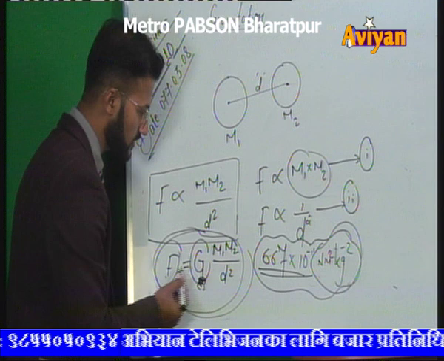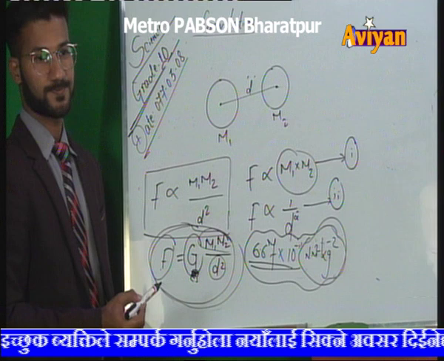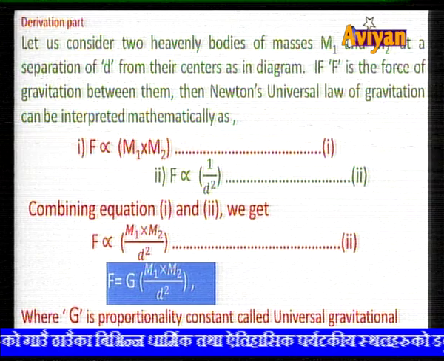One is the product of masses of bodies, and another is the distance between their centers. So these two matter to the force of gravitation. The same thing is being explained on screen. This is the way you write it in the exam.